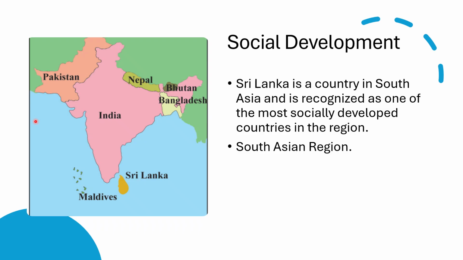Anyway, India is located right here. The big blob is India. The left side of the blob, that is Pakistan. This tiny thing that looks like a flat shoe, that's Nepal. Next, this tiny blob right next to Nepal, that's Bhutan. And under Bhutan, that's Bangladesh. And this is Sri Lanka, obviously. And these dots that look like sprinkles, that's Maldives.